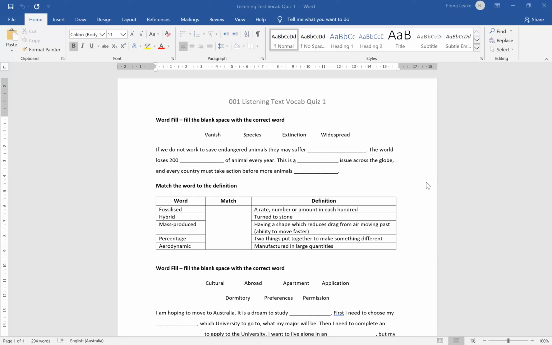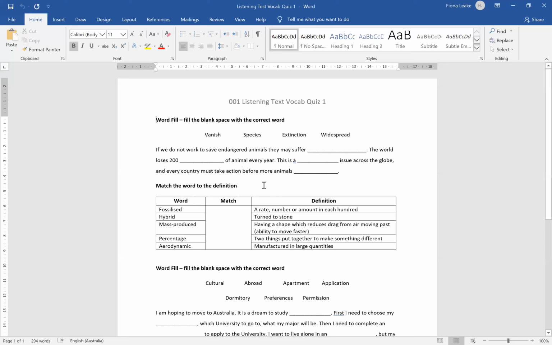If we do not work to save endangered animals, they may suffer. The world loses 200 of animal every year. This is an issue across the globe, and every country must take action before more animals.